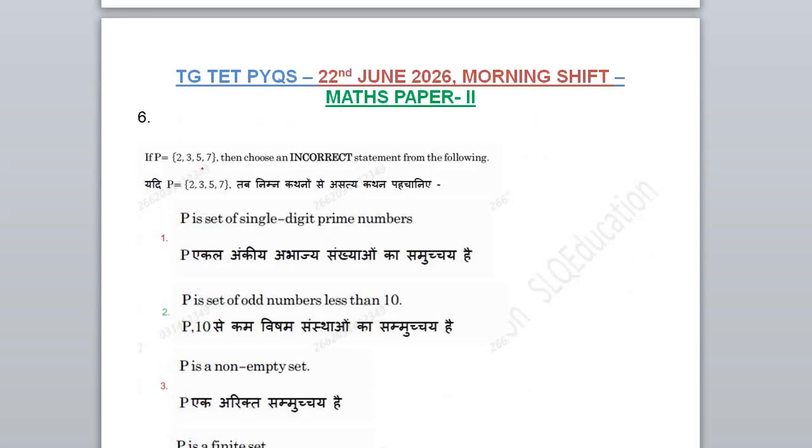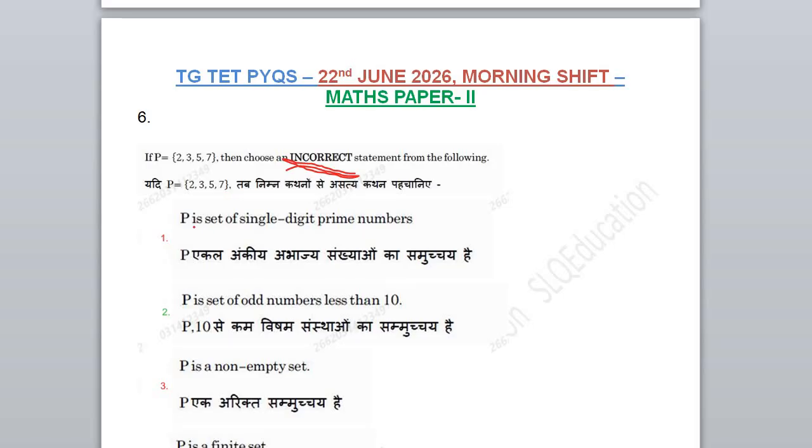Then the sixth question. If P is equal to this set, 2, 3, 5, 7, then choose the statement. Here also it is given incorrect. This we have to focus on and note. It is not asking for the correct, but the incorrect statement from the following. Which is incorrect, that we have to find. P is given as 2, 3, 5, 7.